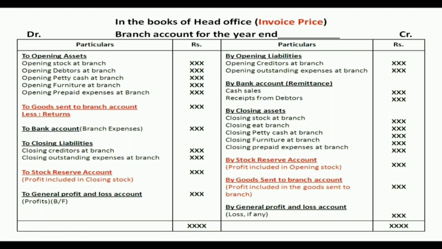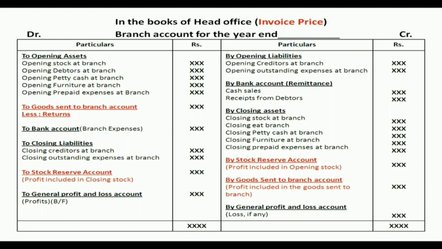And these 3 accounts will be calculated based on the profit margin given in the illustration. If they have given the rate of profit on sales, you can take the same percentage divided by 100. If they have mentioned it is on cost plus or on cost, then you are supposed to take the rate divided by 100 plus rate.